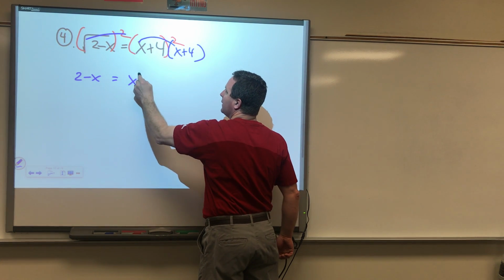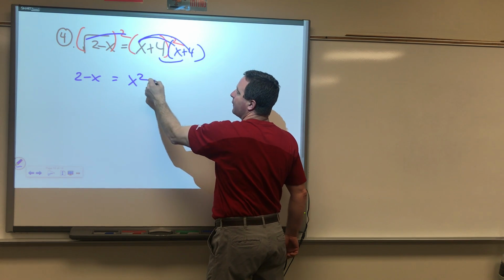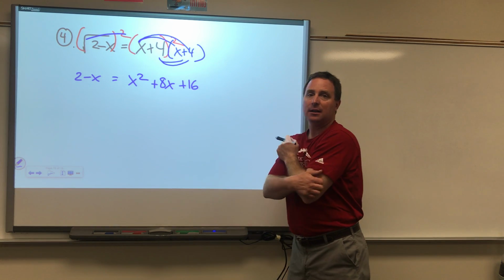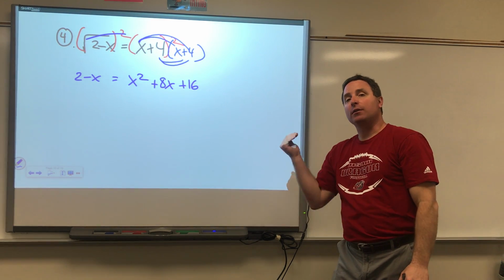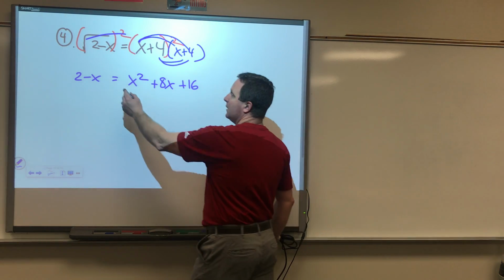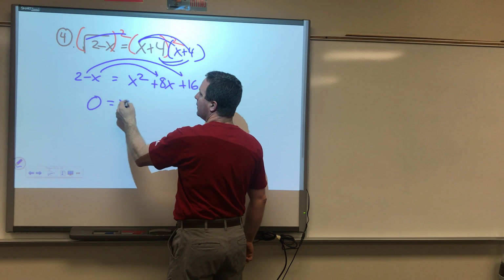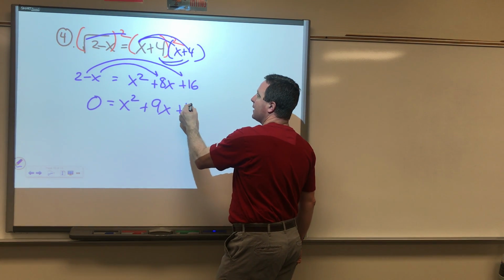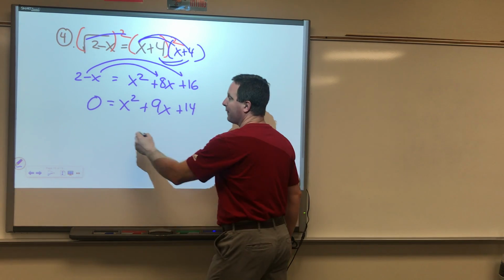I'm going to get x squared, plus 4x plus another 4x is 8x plus 16. And if you look again, there's an x squared, so everything has to go over to the x squared side. So I'm going to add x and I'm going to subtract 2. When I add x, I get 9x. Subtract 2, I get 14. Okay, and when I have an x squared, I have to factor again.